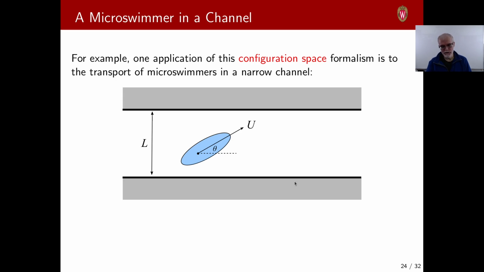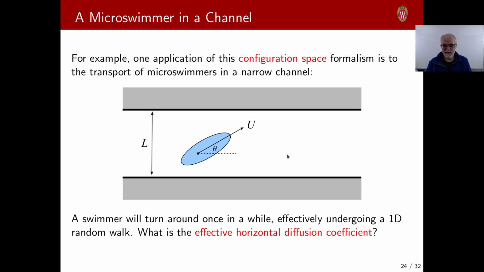So now let's put our swimmer in a channel configuration. Let's give it two walls. This is actually fairly easy to do mathematically, and the important question we'll ask, for instance, is, what is the effective horizontal diffusion coefficient? So if the swimmer is now in a channel, it's allowed to move left and right in reverse direction. How do we compute the rate that it undergoes a random walk in this channel?